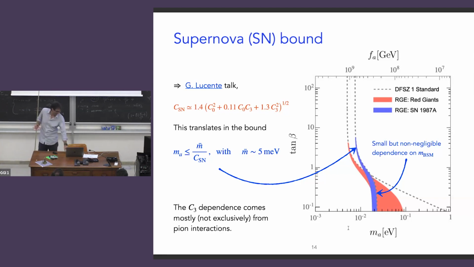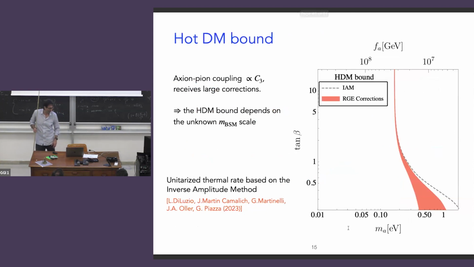And so just to show you, one last slide is the case of a hot dark matter bound. And I know that in this room there are many experts that are currently working on hot dark matter bounds. So this is just a very basic example with instantaneous decoupling and everything. But even in this case, the bound is a bit stronger, and this is because the coupling to pions is a bit stronger.